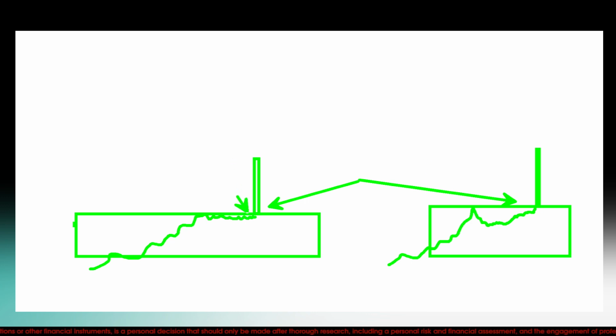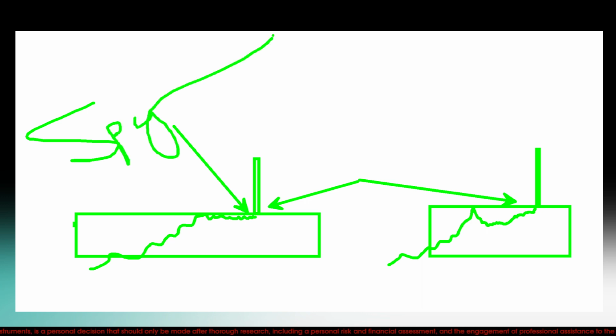However, take note that we are at resistance here on the SPY, or the ES, however you want to look at it. And over here on the NASDAQ, we actually have some room.